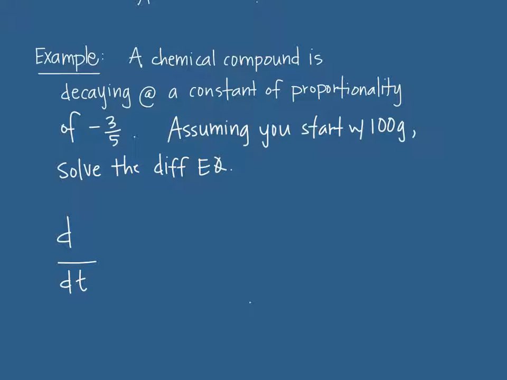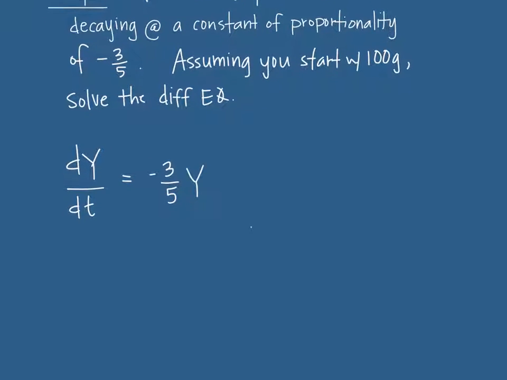What variable do you want to use this time? I don't want to use C for chemical because why? I don't know. Whatever. J for Justine. Okay. All right. So we'll have that. We already know the constant of proportionality again is negative 3/5 times y itself. And we've got the assumption, the initial condition, that we're starting with 100 grams.